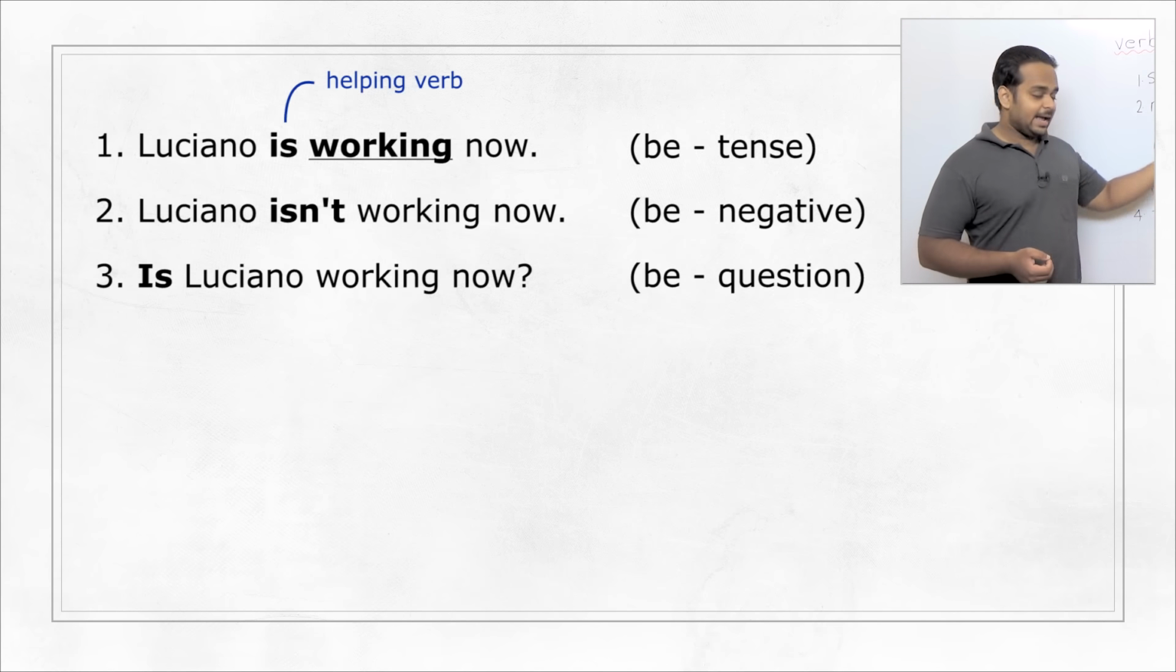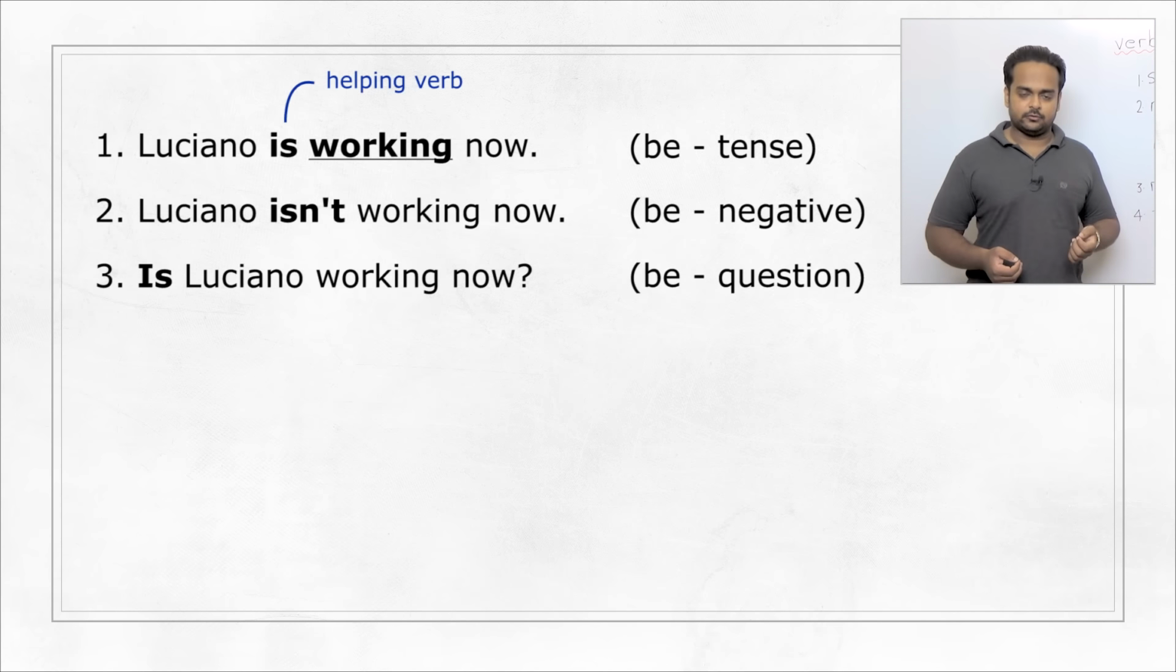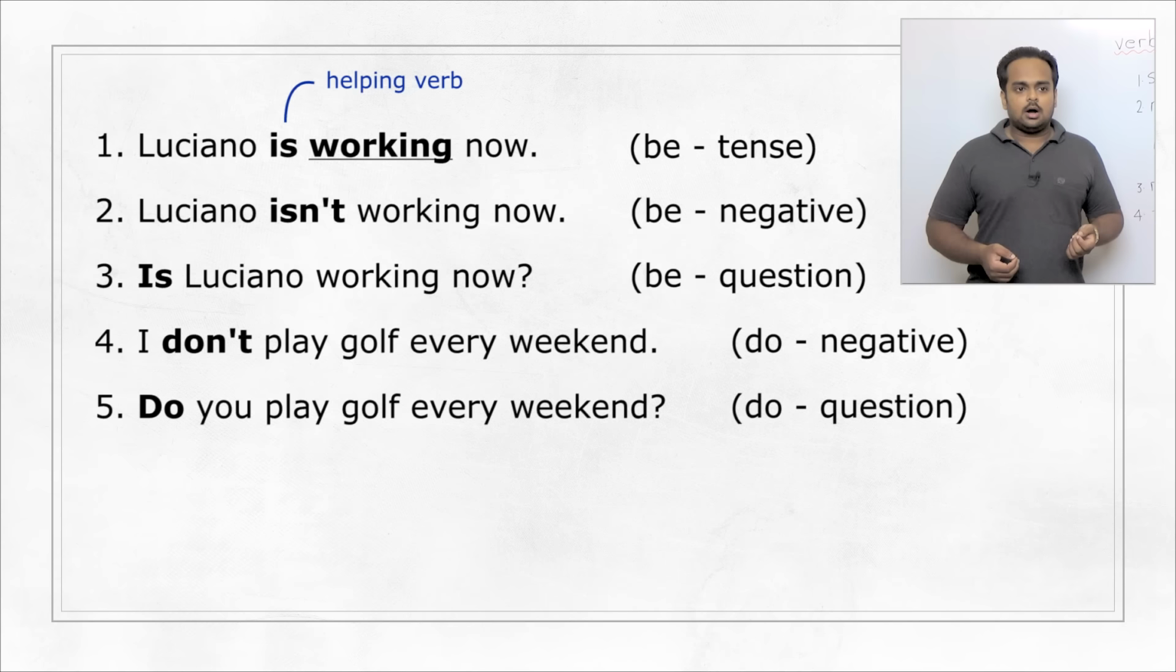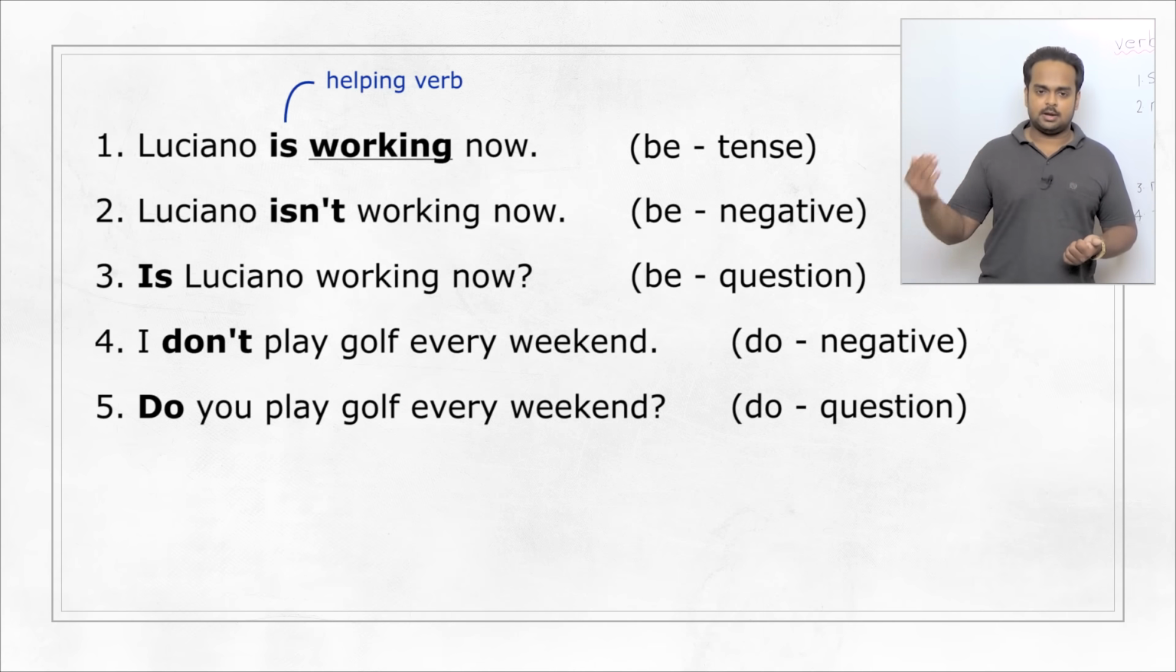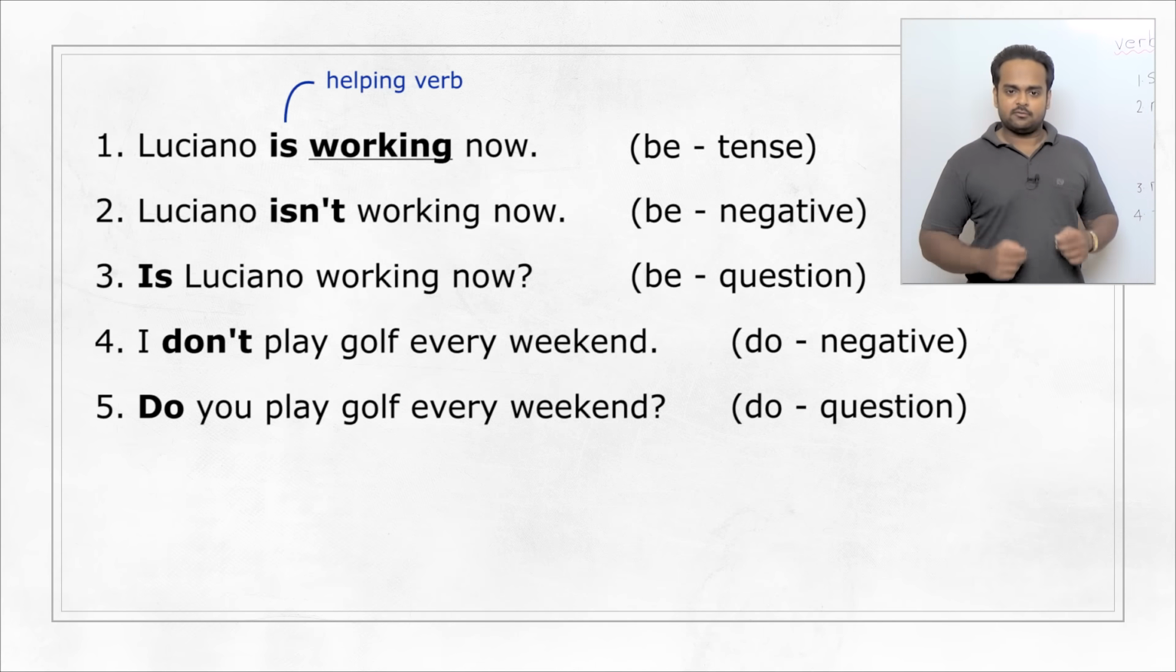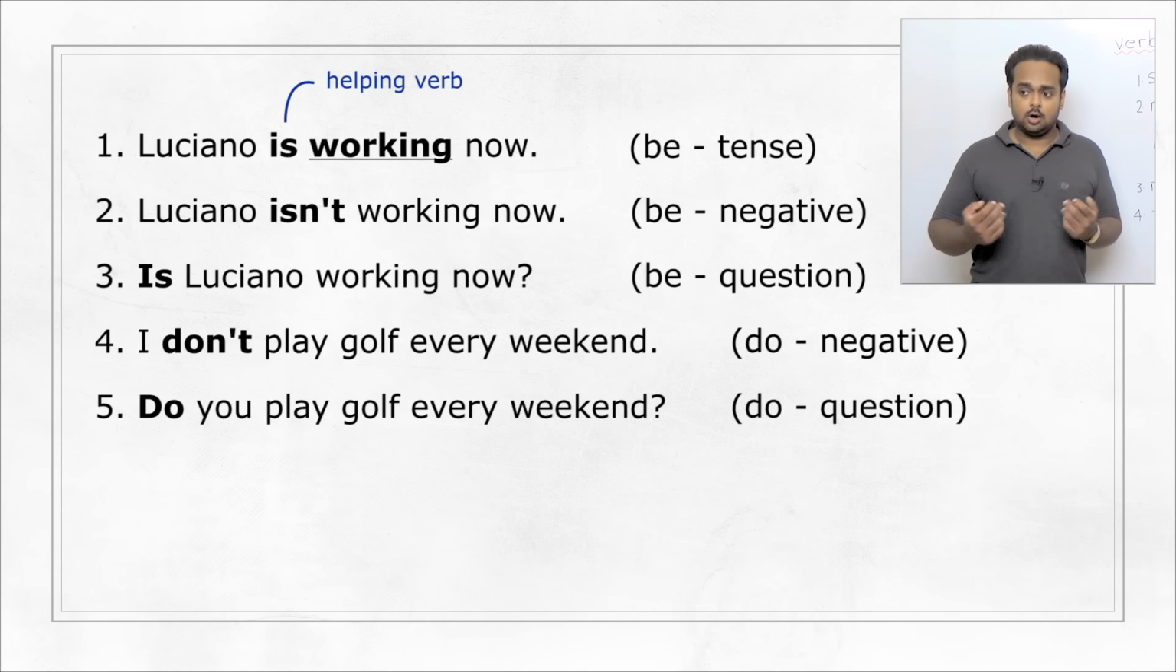The verbs do and have can also be helping verbs. For example, I don't play golf every weekend. Maybe I'm talking to my friends and my friends say, hey, you play golf every weekend, right? And I say, no, I don't play golf every weekend. I play tennis, for example. So don't is do not. That's the negative form of the verb do, and it helps me to make a negative.